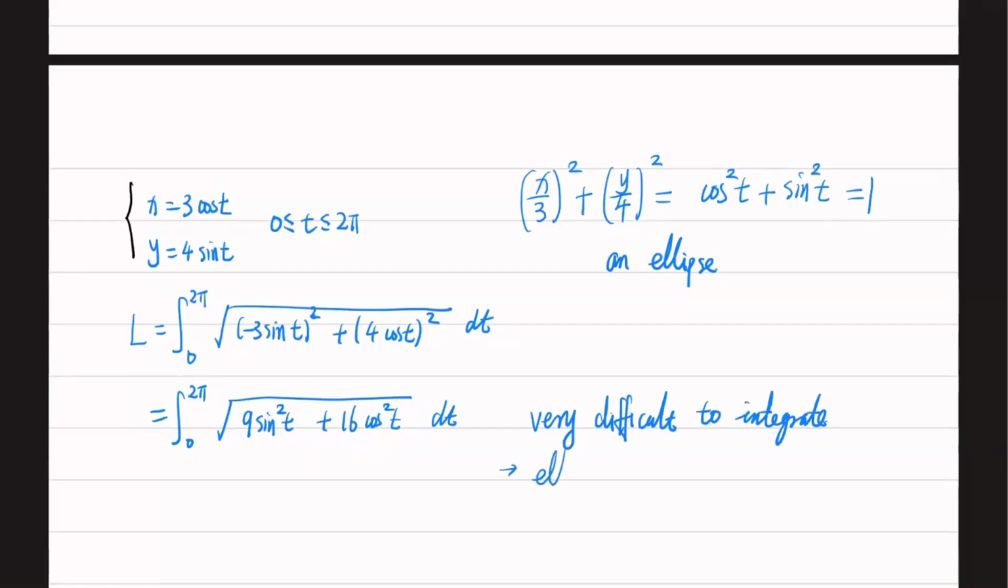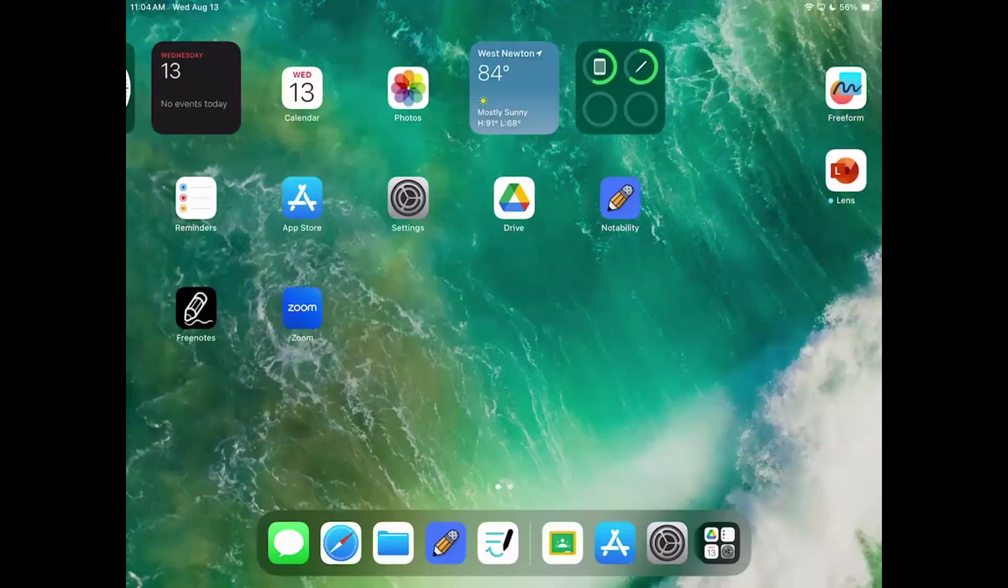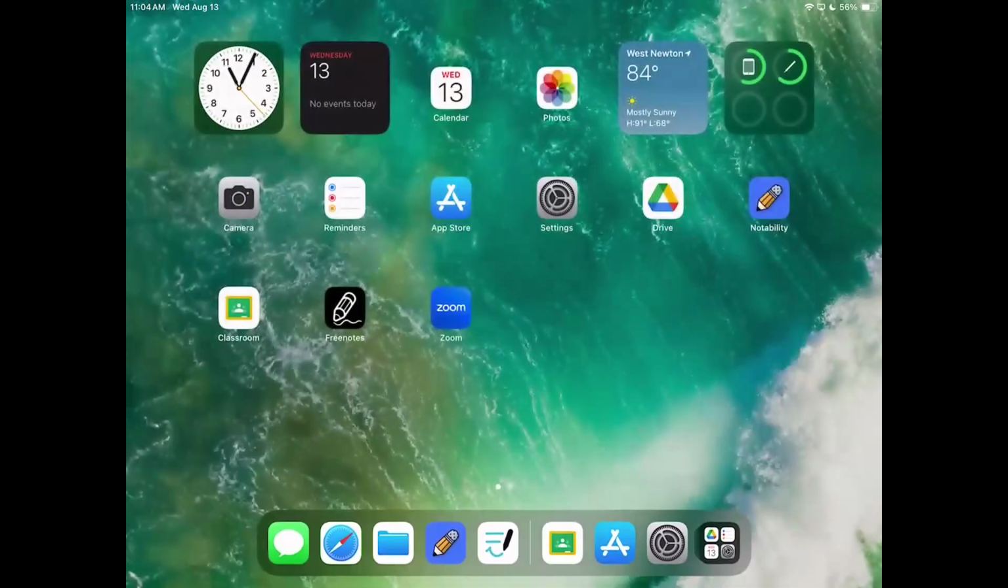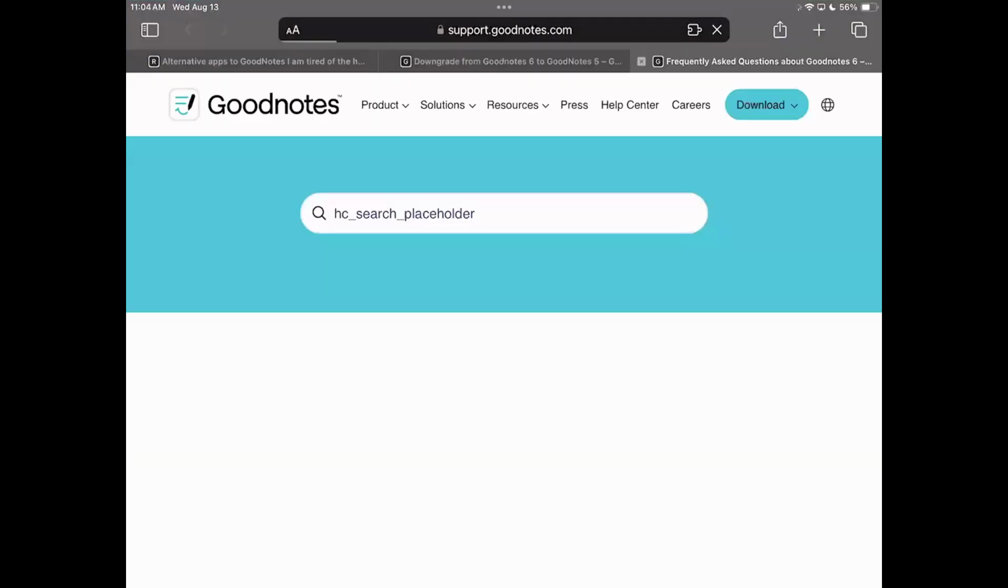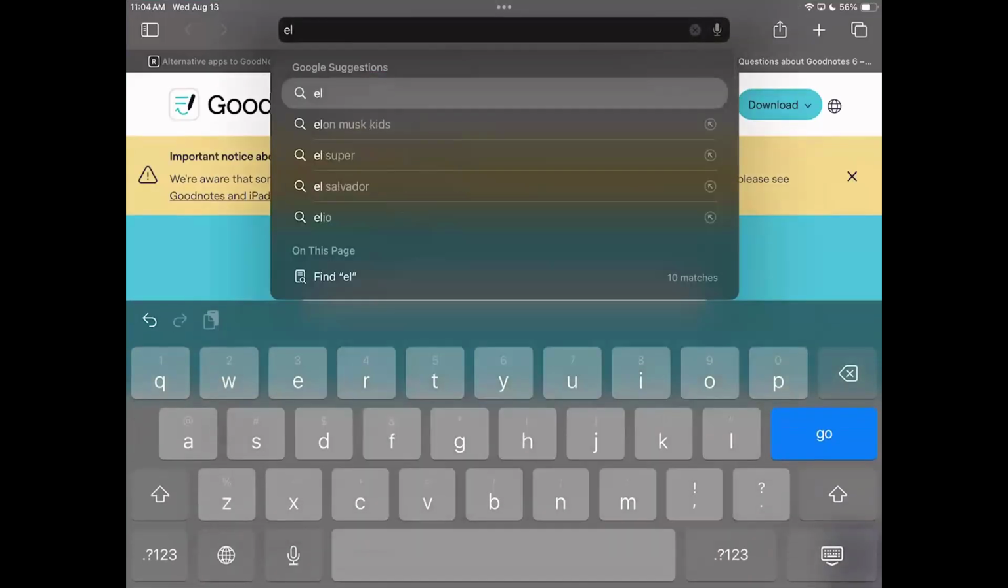Elliptic. I have a browser over here. Maybe I can show you. Do I have a browser somewhere? This is elliptic.